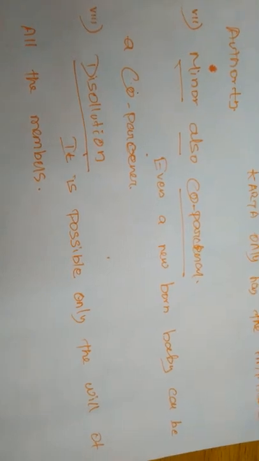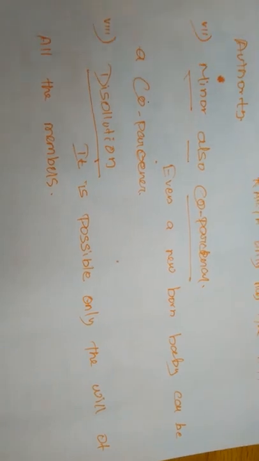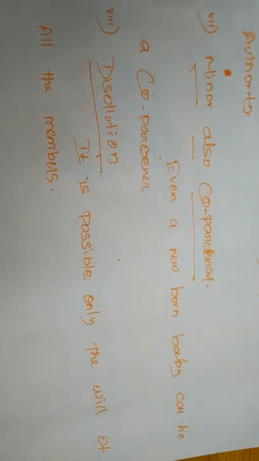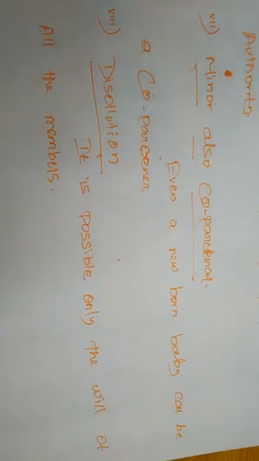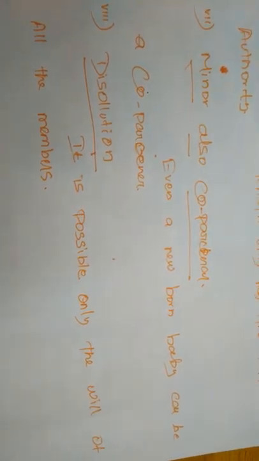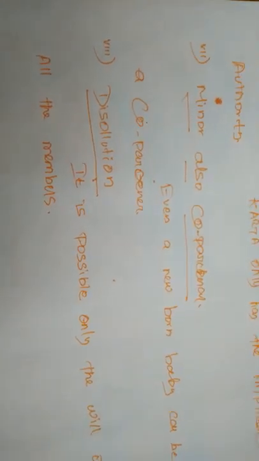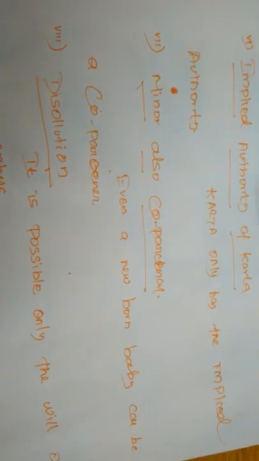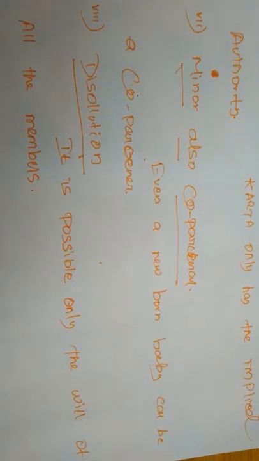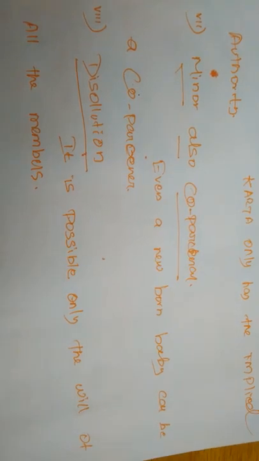Next, minor also co-partner. Co-partner means partner. In this Hindu undivided family organization, even a minor or even a newborn baby can become a partner. Suppose a baby is born in the same family, the newborn baby also becomes a partner. Whether he is willing or unwilling, he becomes a partner. And another thing: the minor doesn't have any right to make any agreement.